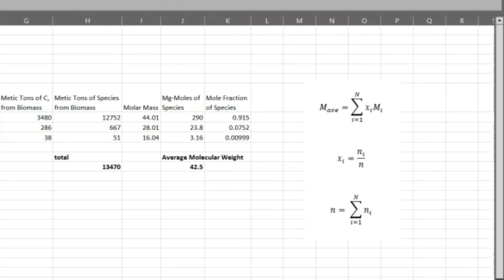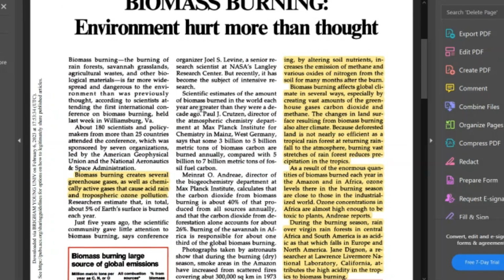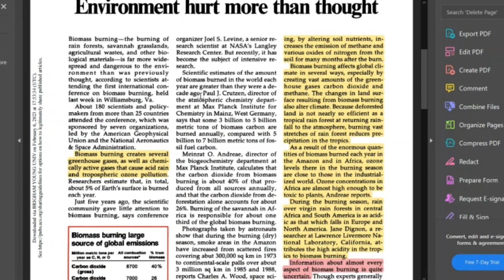And so I just went on to Google and I looked up Chemical and Engineering News. I looked up their archive and I pulled up the article that he referred to. I read the article and I highlighted the different portions that give us more information about the environmental hazards associated with the burning of biomass.